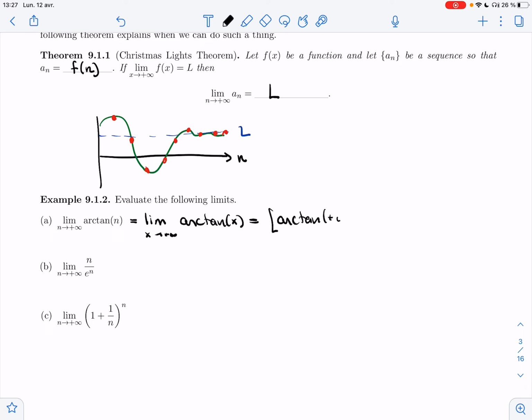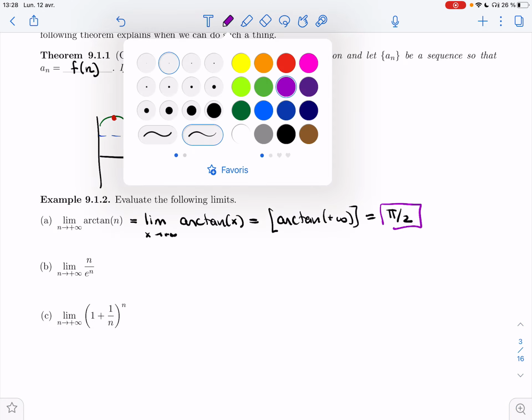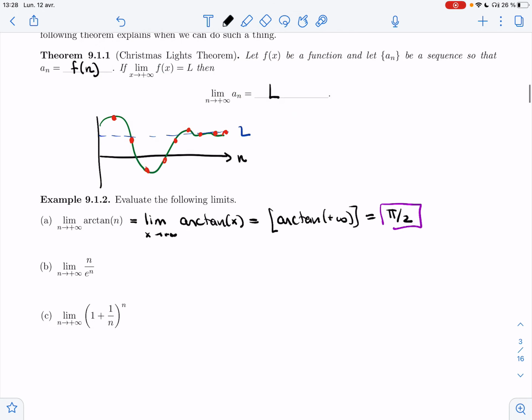And then we know that limit, that's one of the horizontal asymptotes of arctan, that's pi on 2. All right, so the function goes to pi on 2. The sequence follows it along, also goes to pi on 2.